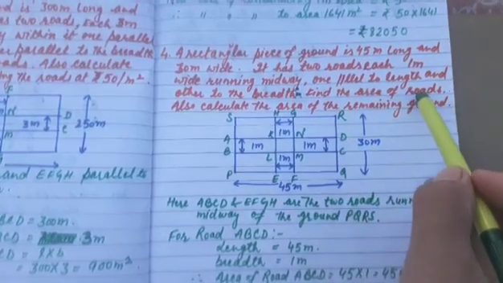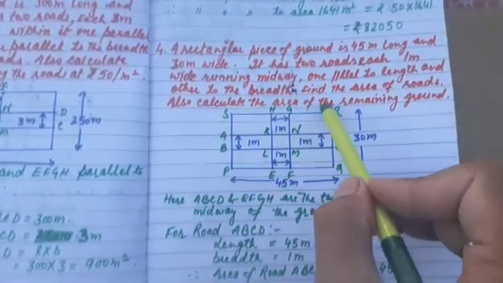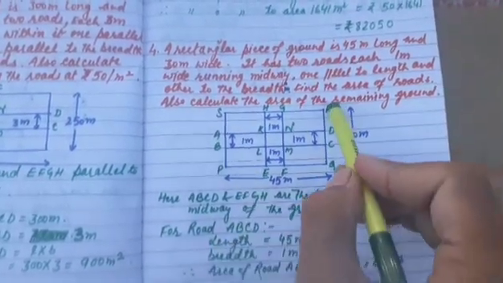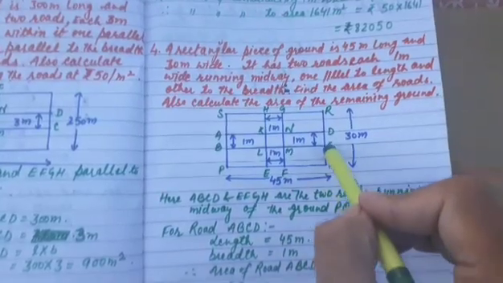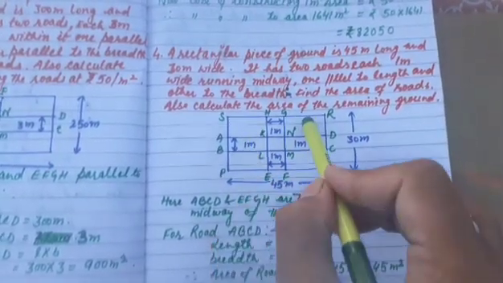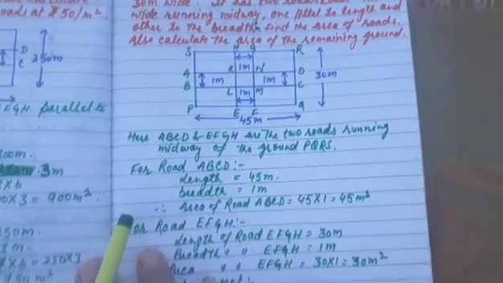In this case we have to find the area of these roads. And second, also calculate the area of the remaining ground, meaning this portion. So the area of the remaining portion is the total area of this land minus the area of these roads. So how can we find it? Firstly we find the area of roads.